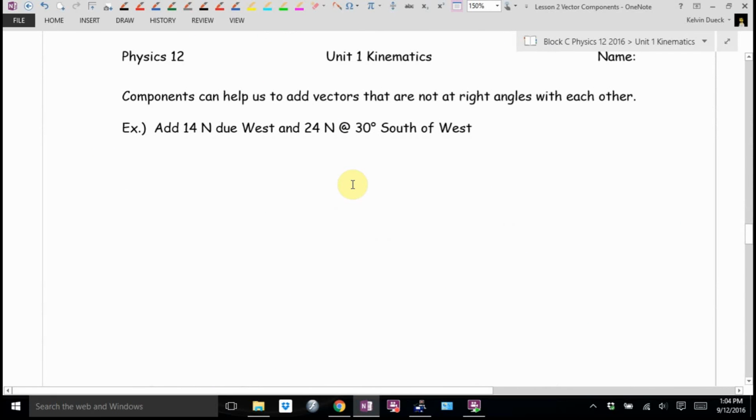Ugh. How can I tell at a glance this one's going to be yucky? Because there's angles in the question, which means this is non-right angle. As soon as I saw that 30 degrees south of west, ugh, that bumps this up a notch and a half. This is a level A question. They want us to add 12 newtons due west and 24 newtons at 30 degrees south of west. This is also going to answer Paula's question earlier in class from number 13 and 14 from the last day. This will actually help you answer that too. So I knew this was coming as well.